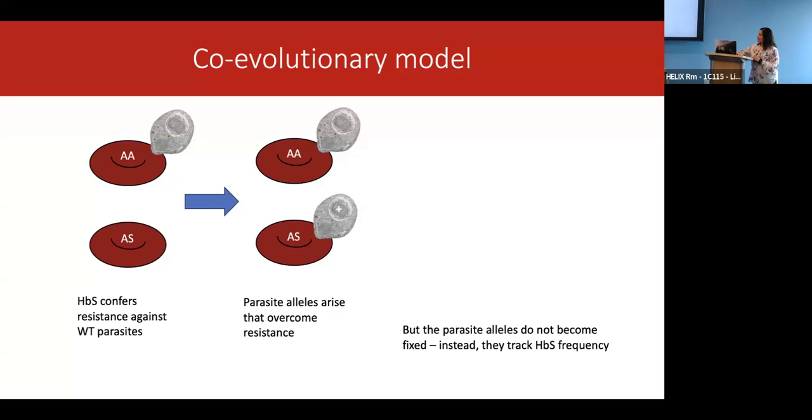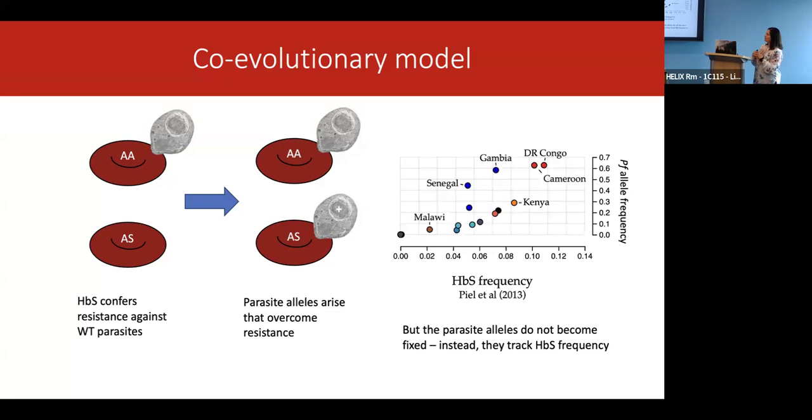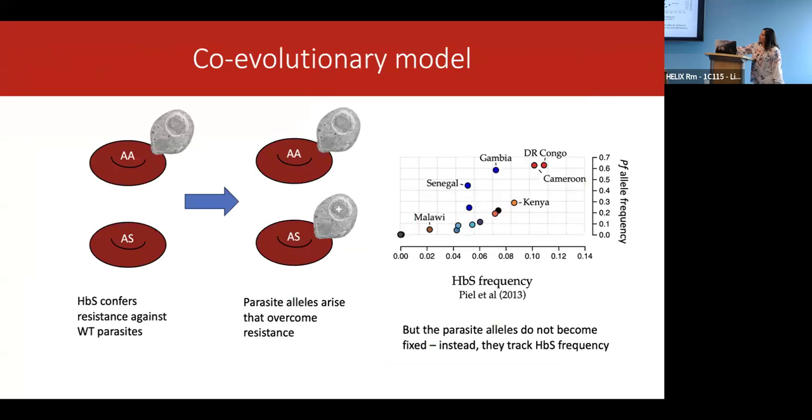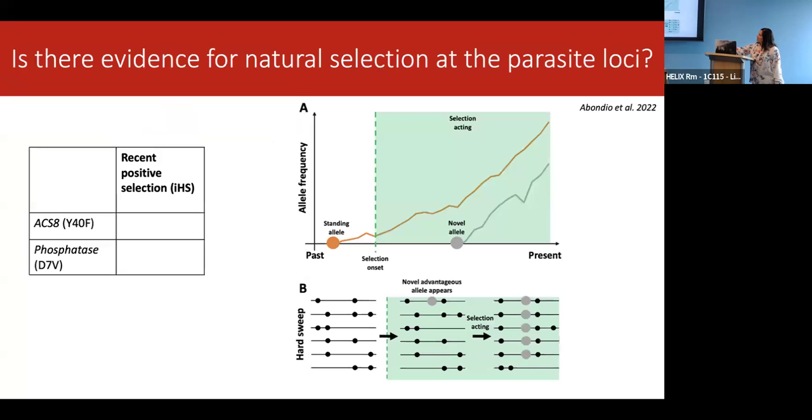But then if that's the case, we have the question of why these parasite alleles don't just become fixed. If they're able to infect both AA and AS, and the others cannot infect AS, these should spread through the population and fix. But instead, what we see is a correlation where parasite allele frequency tracks sickle cell allele frequency. Essentially, this suggests there may be some cost to these alleles, and that's why they cannot fix. So that's what I'm going to try to take you through now.